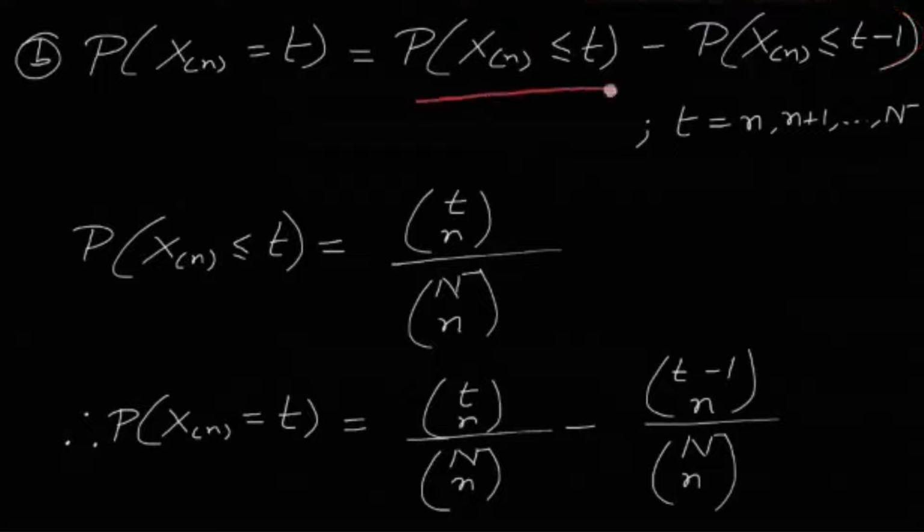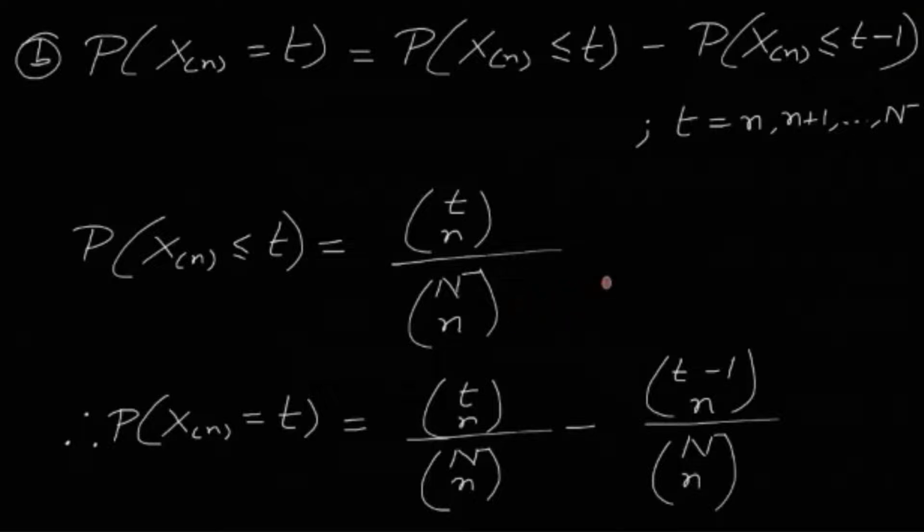So this one, probability x order n less than or equal to t, is actually nothing but t choose n by N choose n. Why? Because this thing means that the largest value in the sample cannot exceed t, right? It can be at most t. Obviously the number of possible samples is N choose n. This is the number of possible samples.